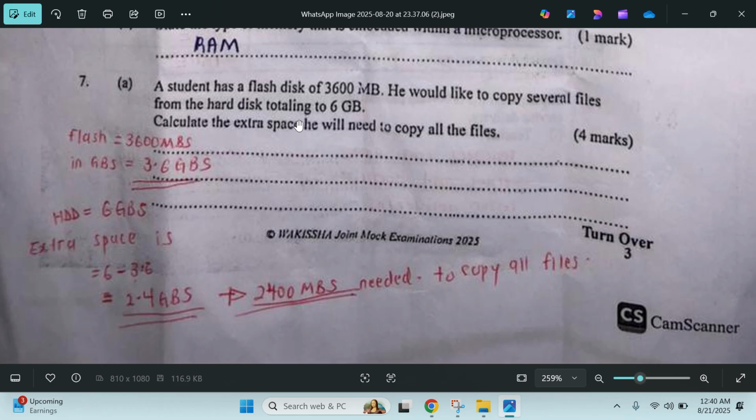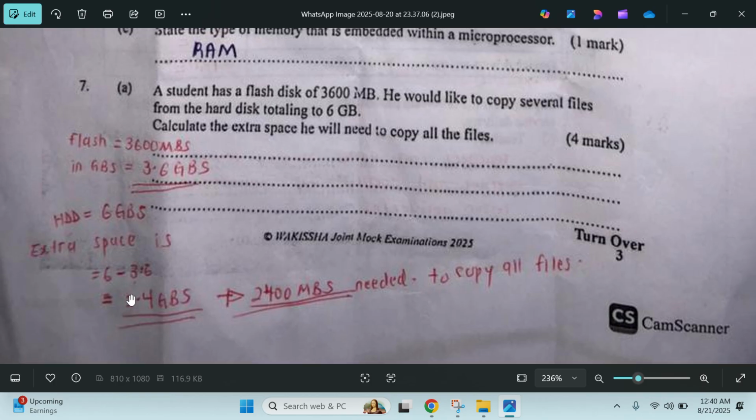Calculate the extra space he will need to copy all the files. So far they have 3.6 GBs and they want to transfer files of 6 GBs. So what extra space do they need? I simply got 6 GBs minus 3.6 GBs, which they have so far, and my answer was 2.4 GBs. That means they need 2400 MBs to copy all the files.